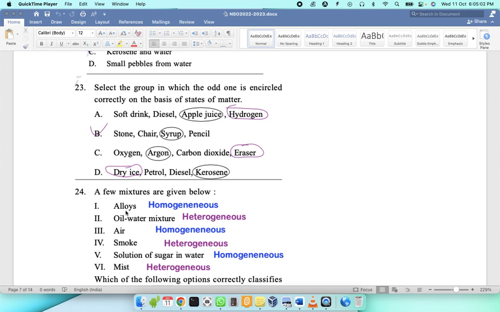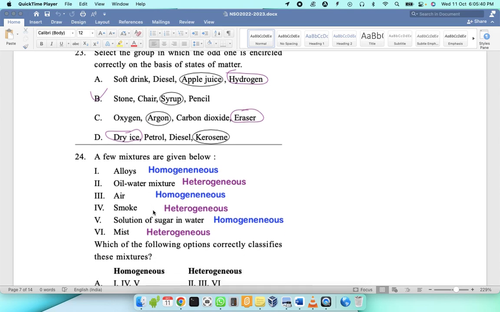In the first option, soft drink, diesel and apple juice are all liquids while hydrogen is a gas, so it should be the odd one out. In the second option, stone, chair and pencil are all solid objects while syrup is a liquid one. Oxygen, argon and carbon dioxide are all elements and gases. Eraser is a solid, however, so it should be the odd one out. Dry ice is a solid and the rest of them, which is petrol, diesel and kerosene, are liquids. So dry ice should be the odd one out.